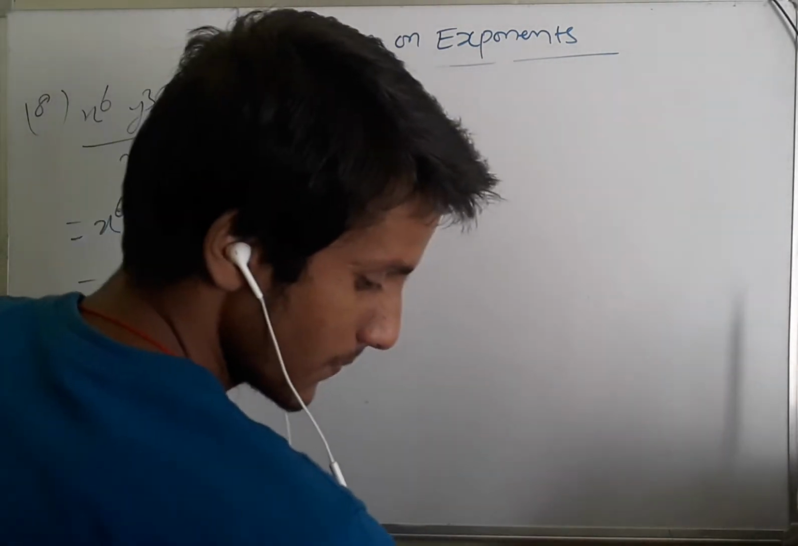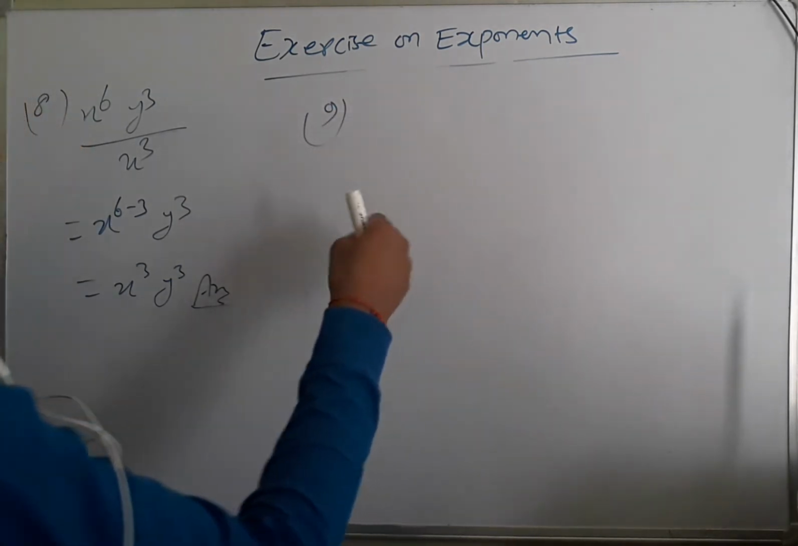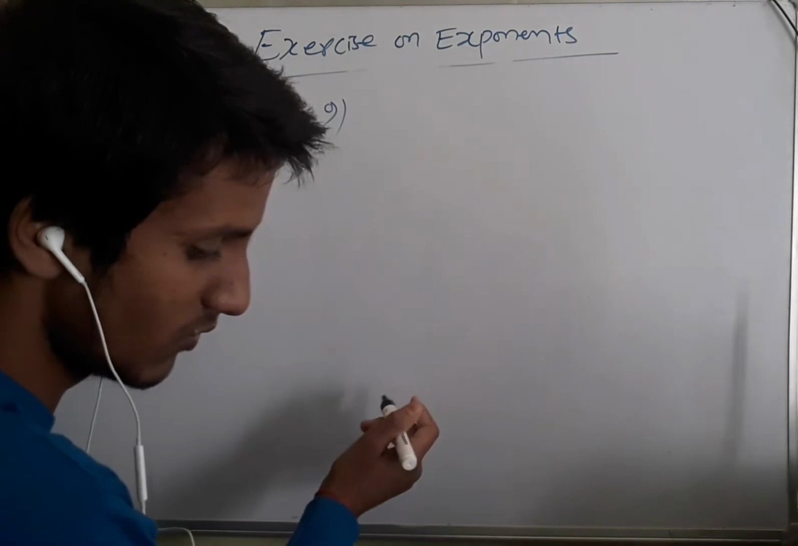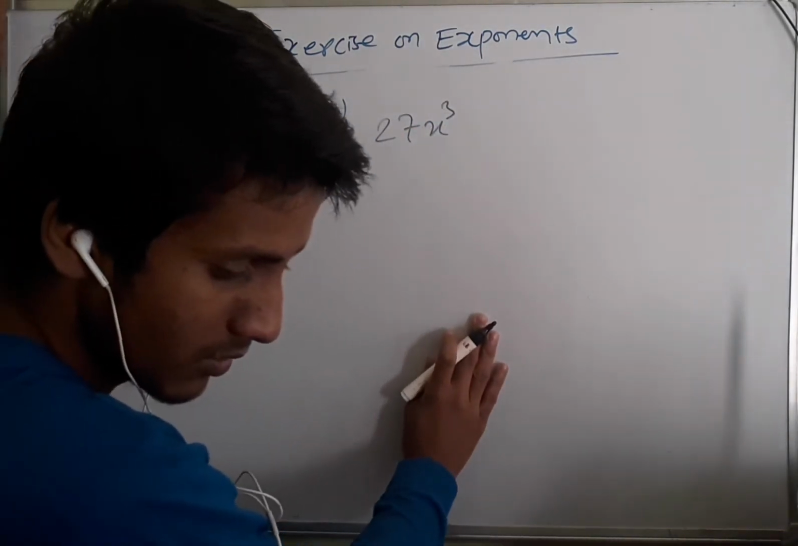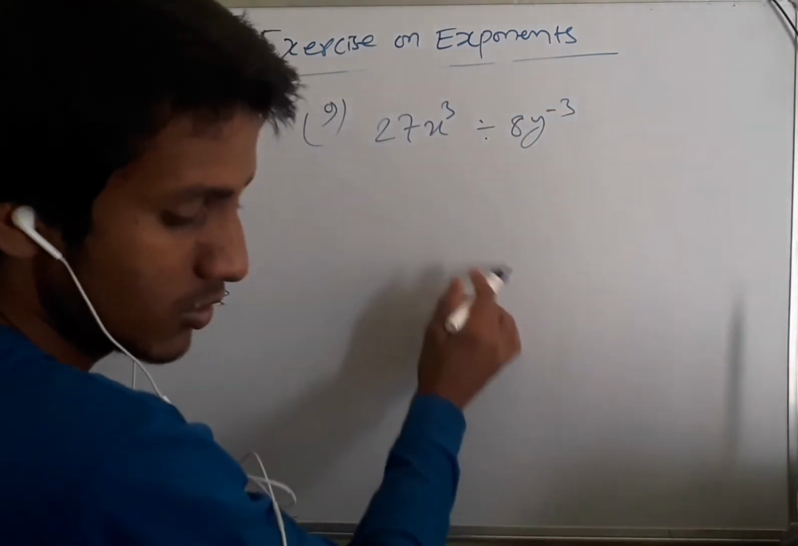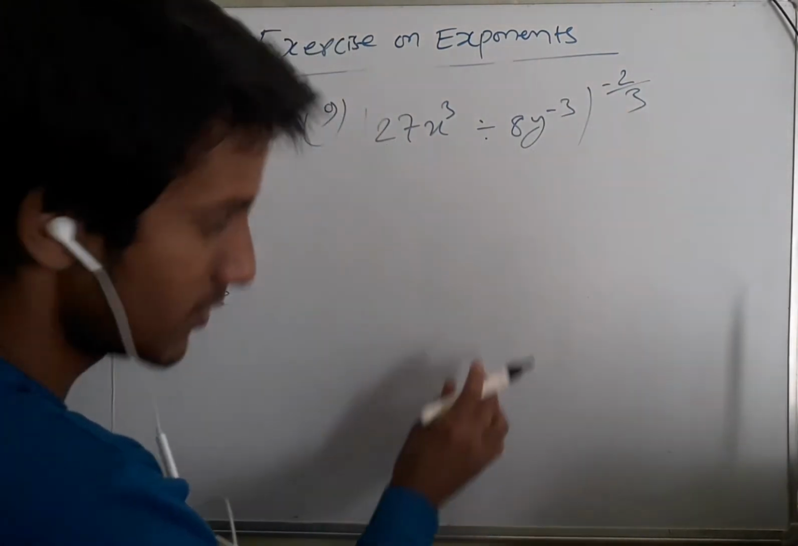It's number 9. Okay, this is also a simpler one, and we're going to increase the level of complexity as we move on. Number 9 is (27x cubed divided by 8y to the power minus 3) to the whole power minus 2/3.